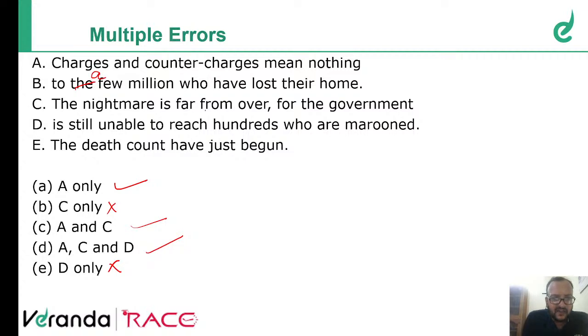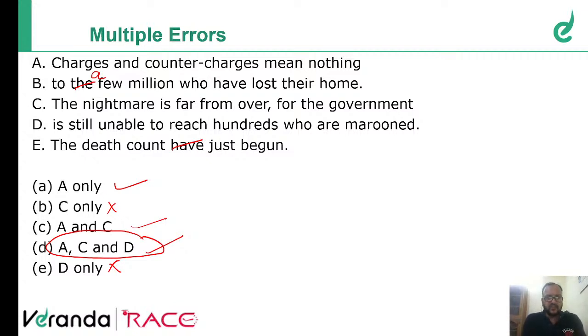The nightmare is far from over, for the government is still unable to reach hundreds who are marooned. The death count has just begun. So A, C and D are correct. So this will be the answer. Wonderful question. A and C and D will be the answer.